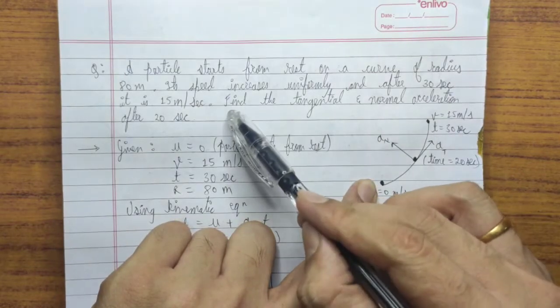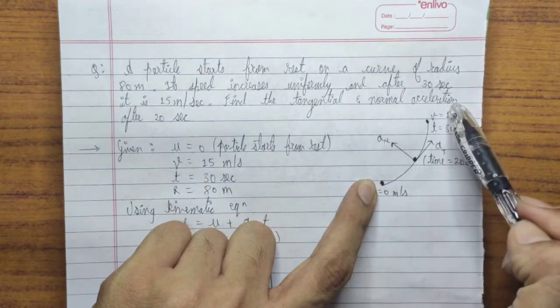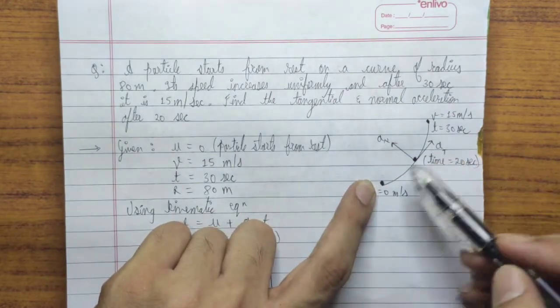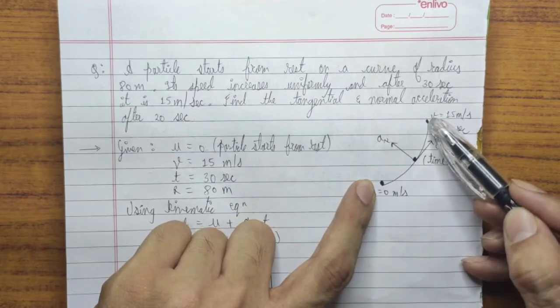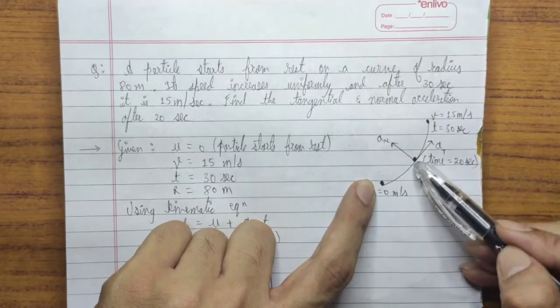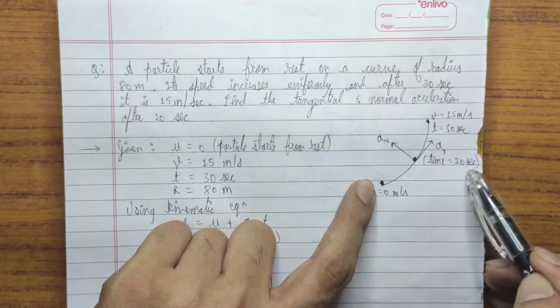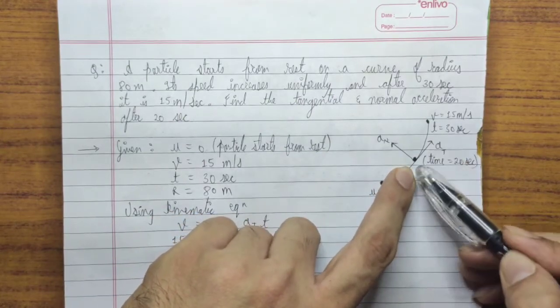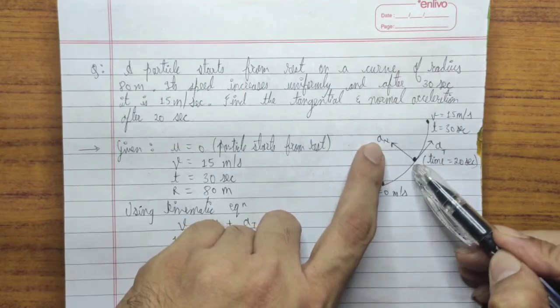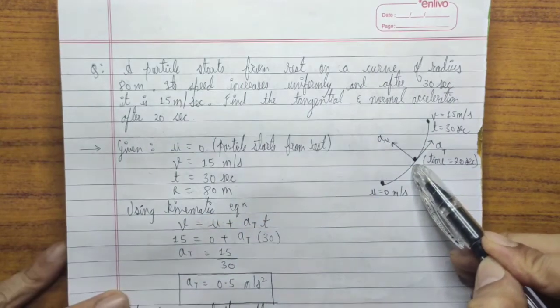Now you have to find the tangential and normal acceleration after 20 seconds. Say after 20 seconds the particle reaches here, and after 30 seconds it will reach here. But after 20 seconds it is at this particular point, at time 20 seconds. At this point you have to calculate the tangential acceleration as well as the normal acceleration. This is the question.